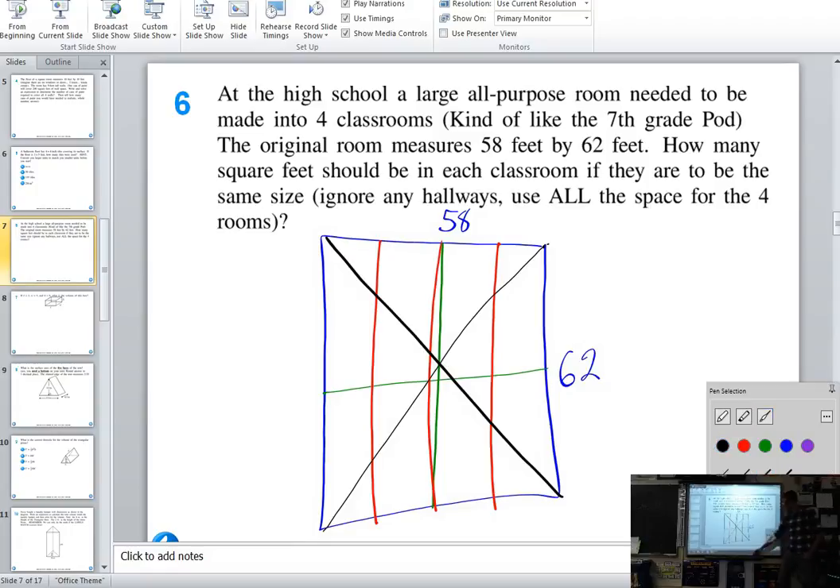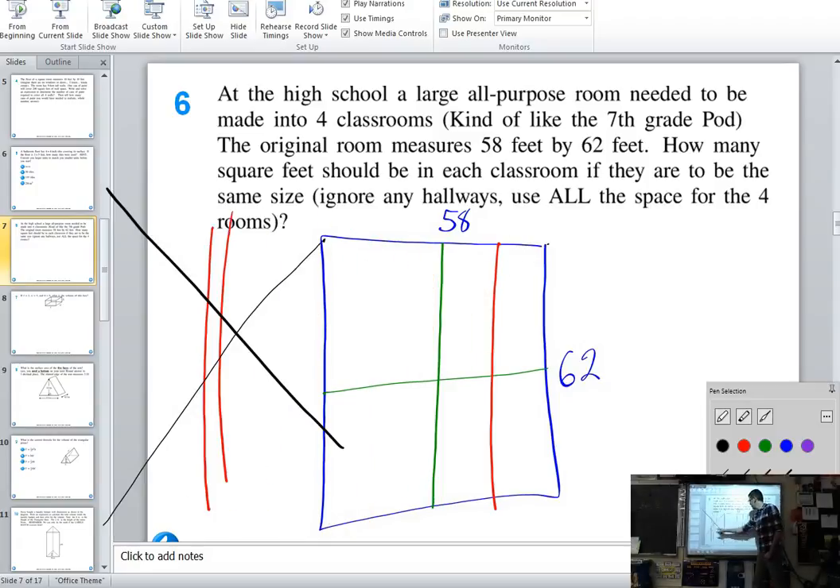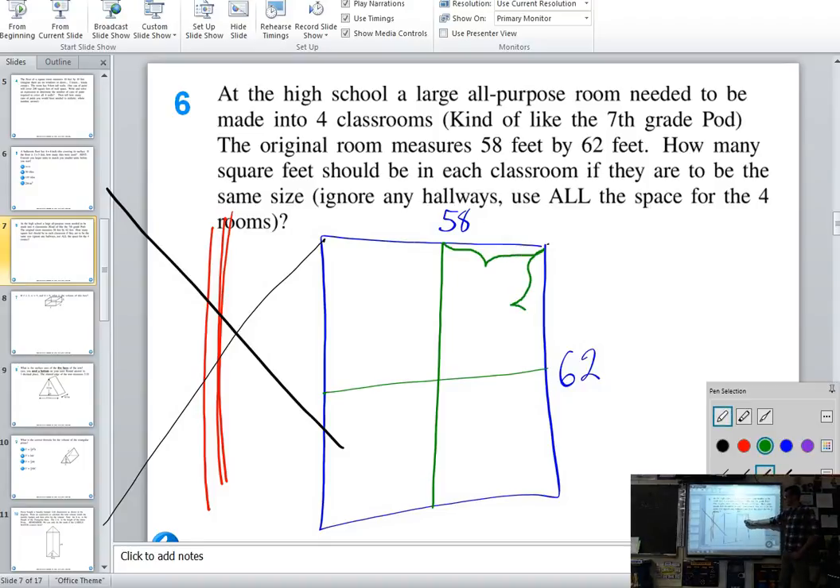But if we go all the way back to our very simplistic green chopped, just cut into 4, we need to figure out what the length of the room will be now and what the width of the room will be now. How do I figure that out, Ella? Yeah. So this will be half of the 62, which is 31. This will be half of the 58, let me think, 29.